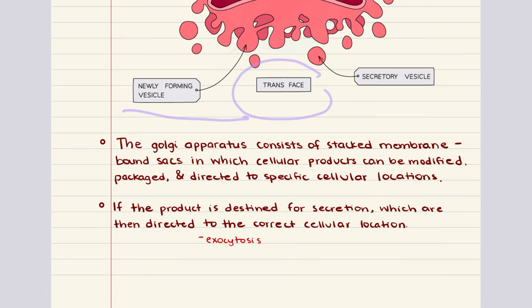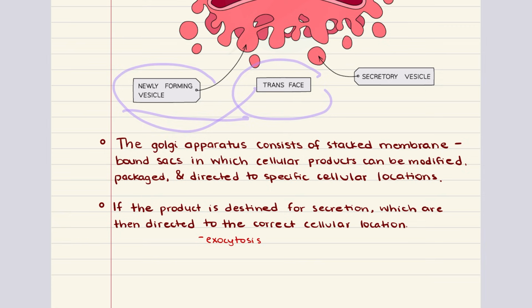Now, once they're modified, the products are repackaged into new vesicles that bud off from the trans face of the Golgi. These vesicles are going to be directed to specific destinations within the cell. So some may be sent to the lysosomes or to the plasma membrane, while others are just going to be transported out of the cell entirely.